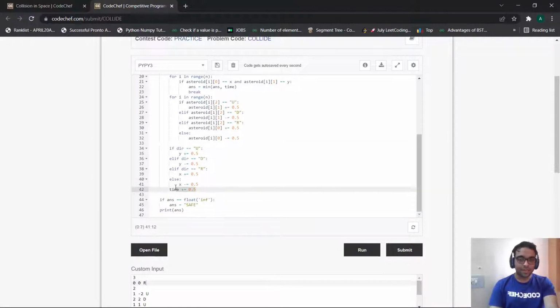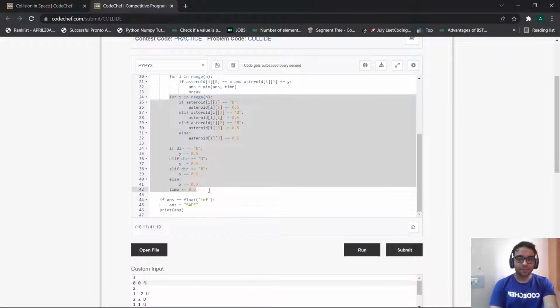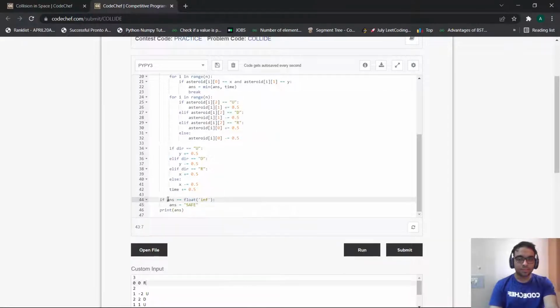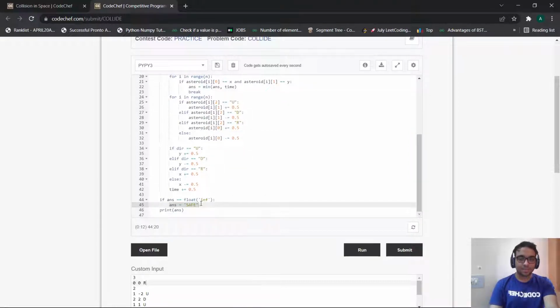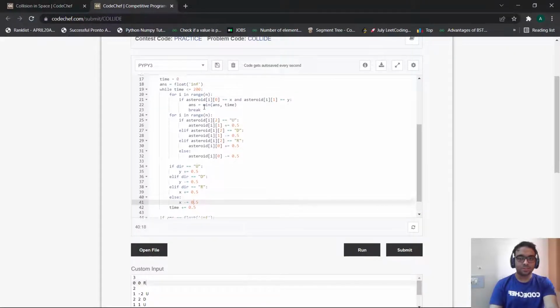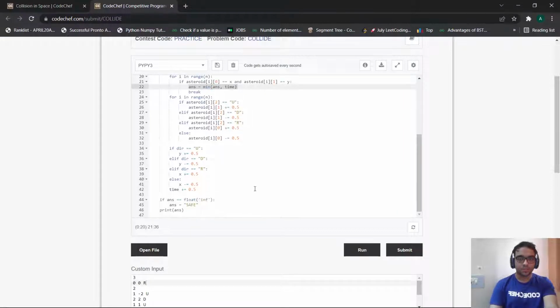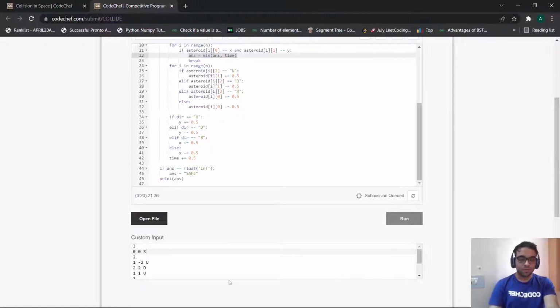And I finally increment my time by 0.5, since that much time has passed. After that, I check if my answer is still equal to float infinity. That means in all of my iterations not even one asteroid hit the Earth, so the Earth is safe, and I set my answer as safe after this entire iteration. Otherwise the answer is the one computed here. Yeah, this becomes the code for solving this particular problem.